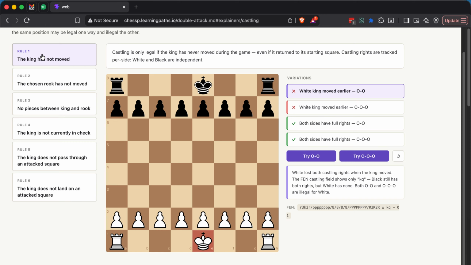The first rule of castling is the king has not moved. So here, to make it simpler, we will always consider from the perspective of white. As you can see, the king is in red, which means the white king has moved. If the king has moved, he will not be able to castle on either side.